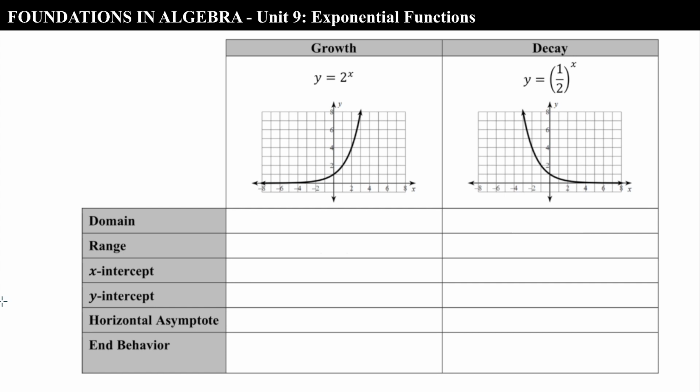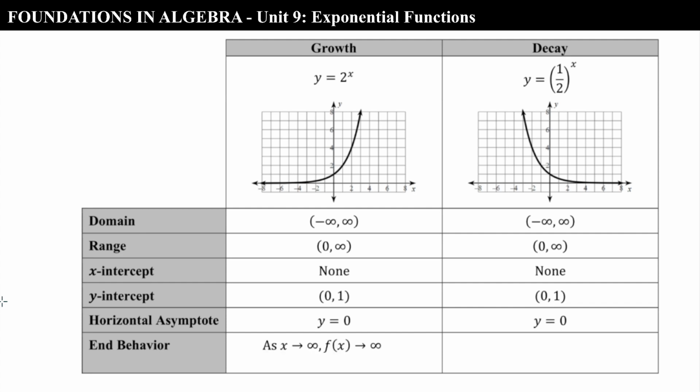Keep in mind here, the only difference that we have happening here is our growth and decay. Everything else is the same. So in both cases here, our domain is negative infinity to positive infinity. In both cases here, our range is 0 to infinity. Our x-intercept is none in both of these. Our y-intercept is at (0, 1) for both of these. Our horizontal asymptote is at y equals 0 for both of these.